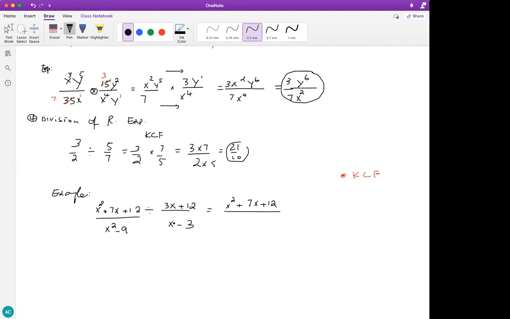Okay, keep the first one, which is actually the second. x squared minus 9, change. We're gonna change this division into a multiplication. Finally, flip. Flip the second one. That's exactly what we did here with the regular fraction. So this will be x minus 3 over 3x plus 12. Okay, keep, change, flip. What else? What is the next step?